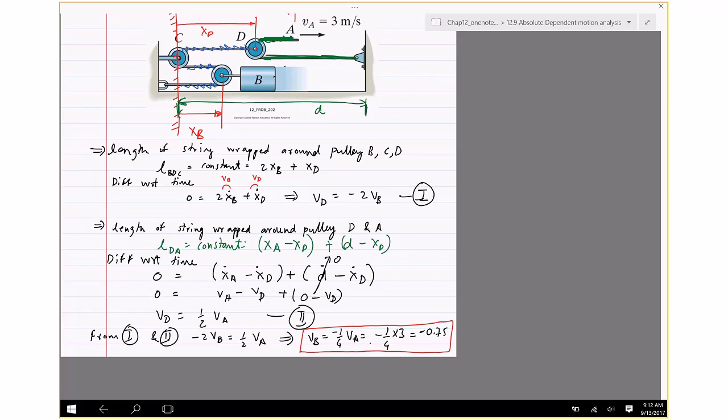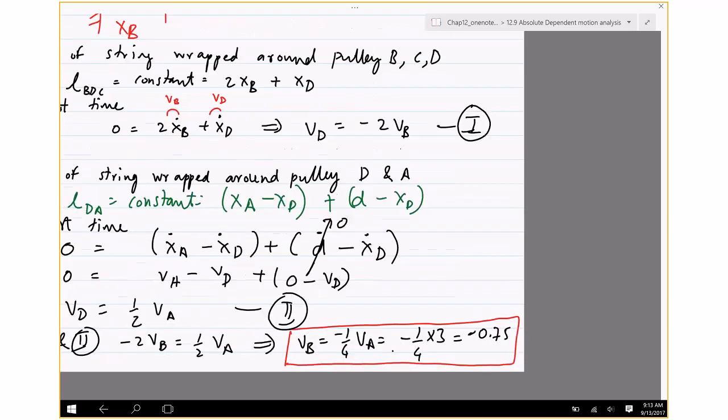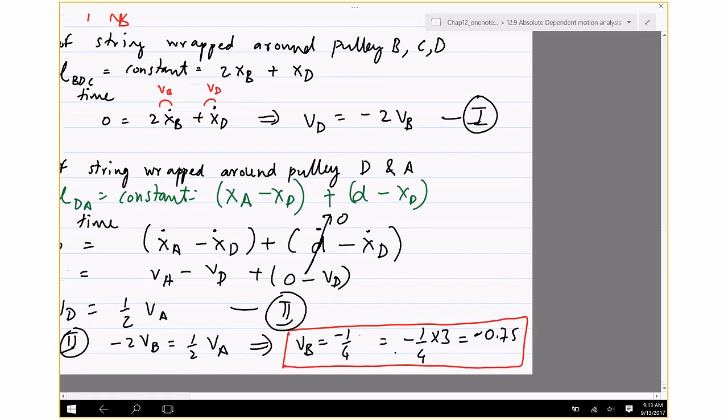Okay, let's do the second problem. And this is where you might need two datums. Let's see. So what's that? Sorry, what's that thing after the negative 1/4? VA. This one? Times 3. Oh, it's not 3. Oh, we decided. Yeah.